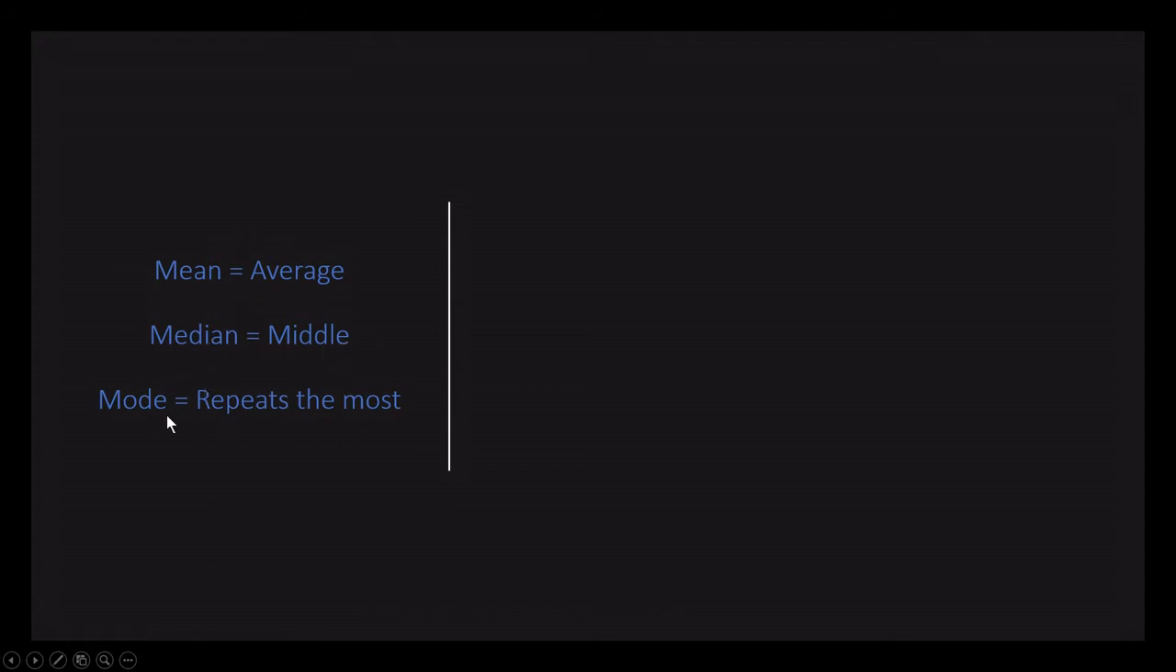Okay, now the mode. The easiest way for me to remember the mode is mode as in fashion: what repeats the most, what people are wearing the most, or what you see the most, that's what is called a mode, or mode in fashion. Okay, very nice. Now, let us solve for the mean, median, and mode.